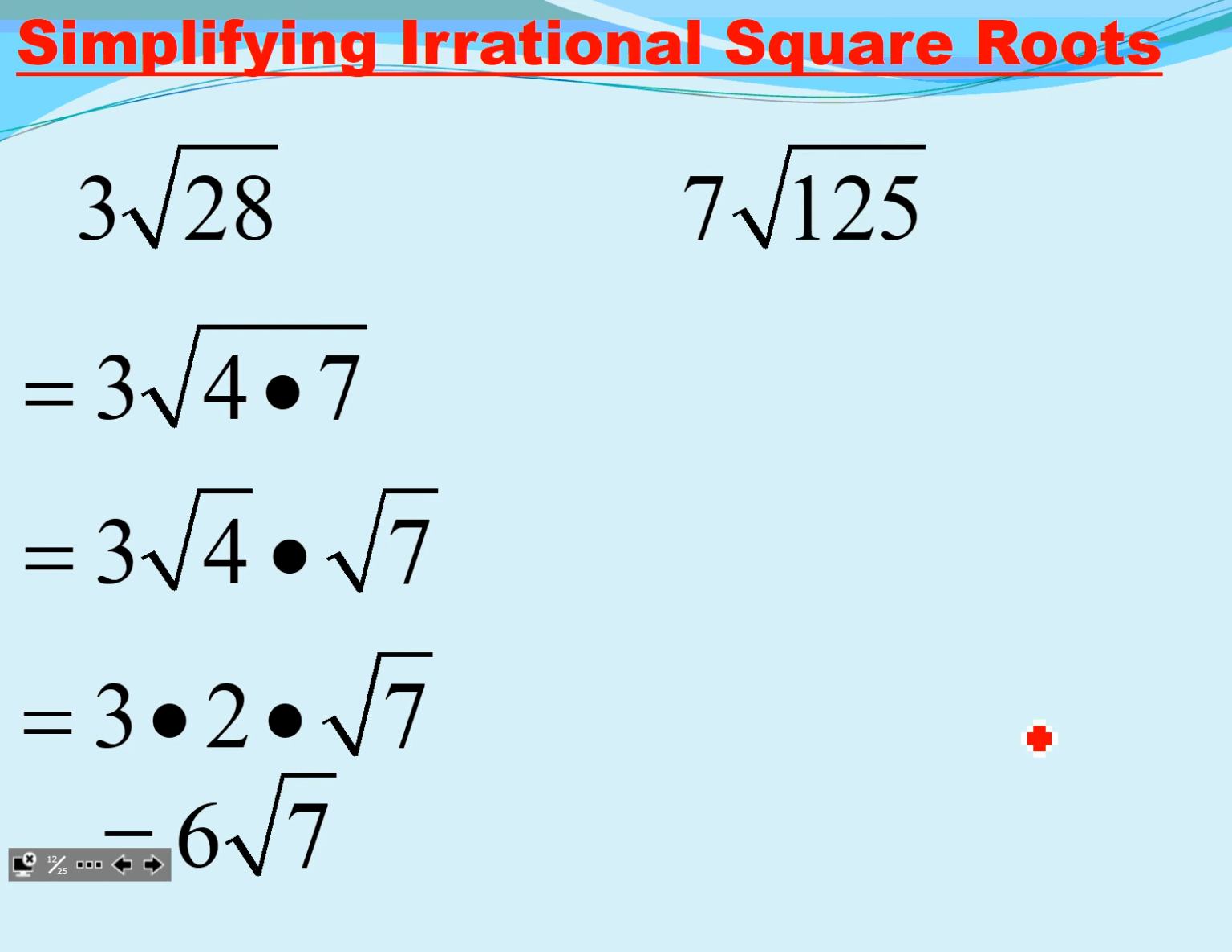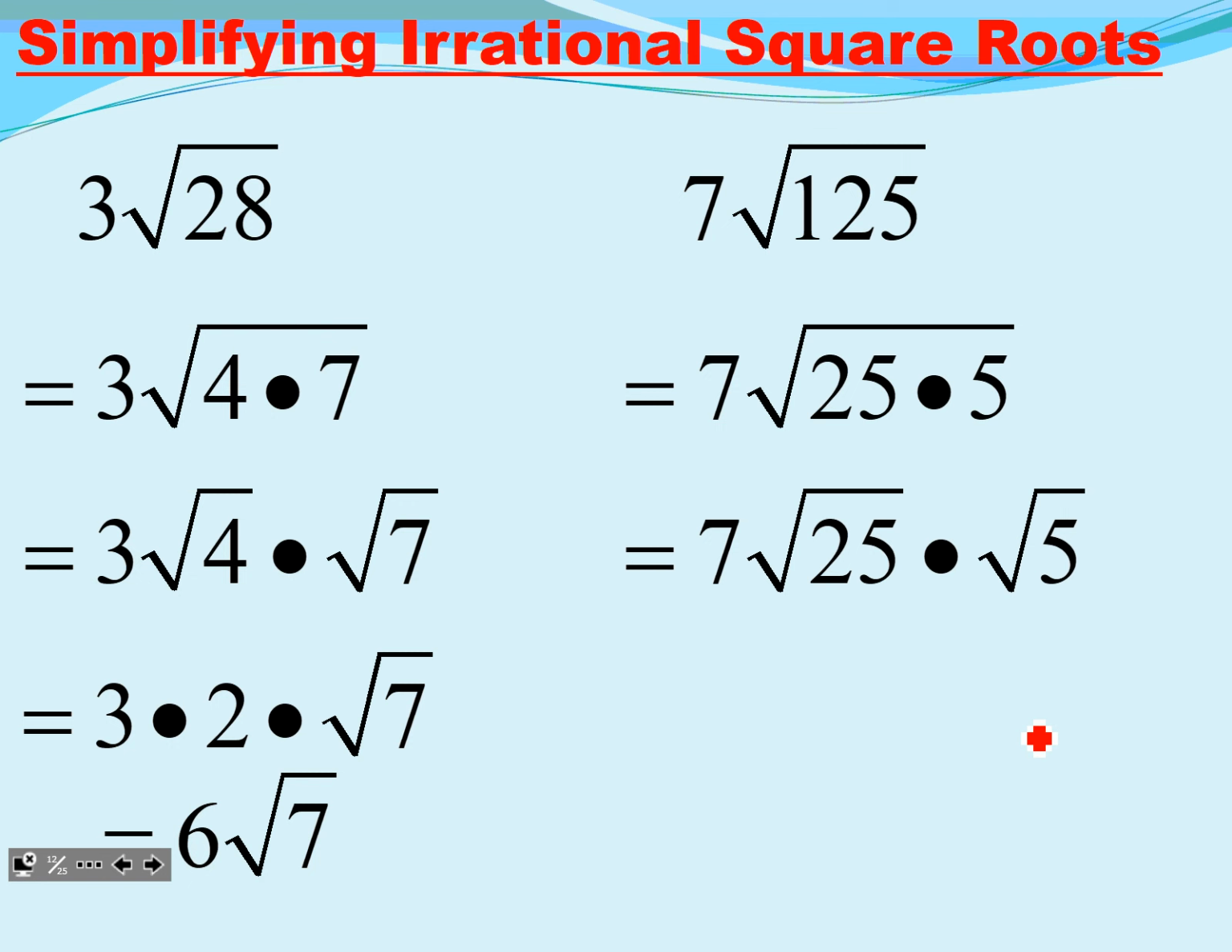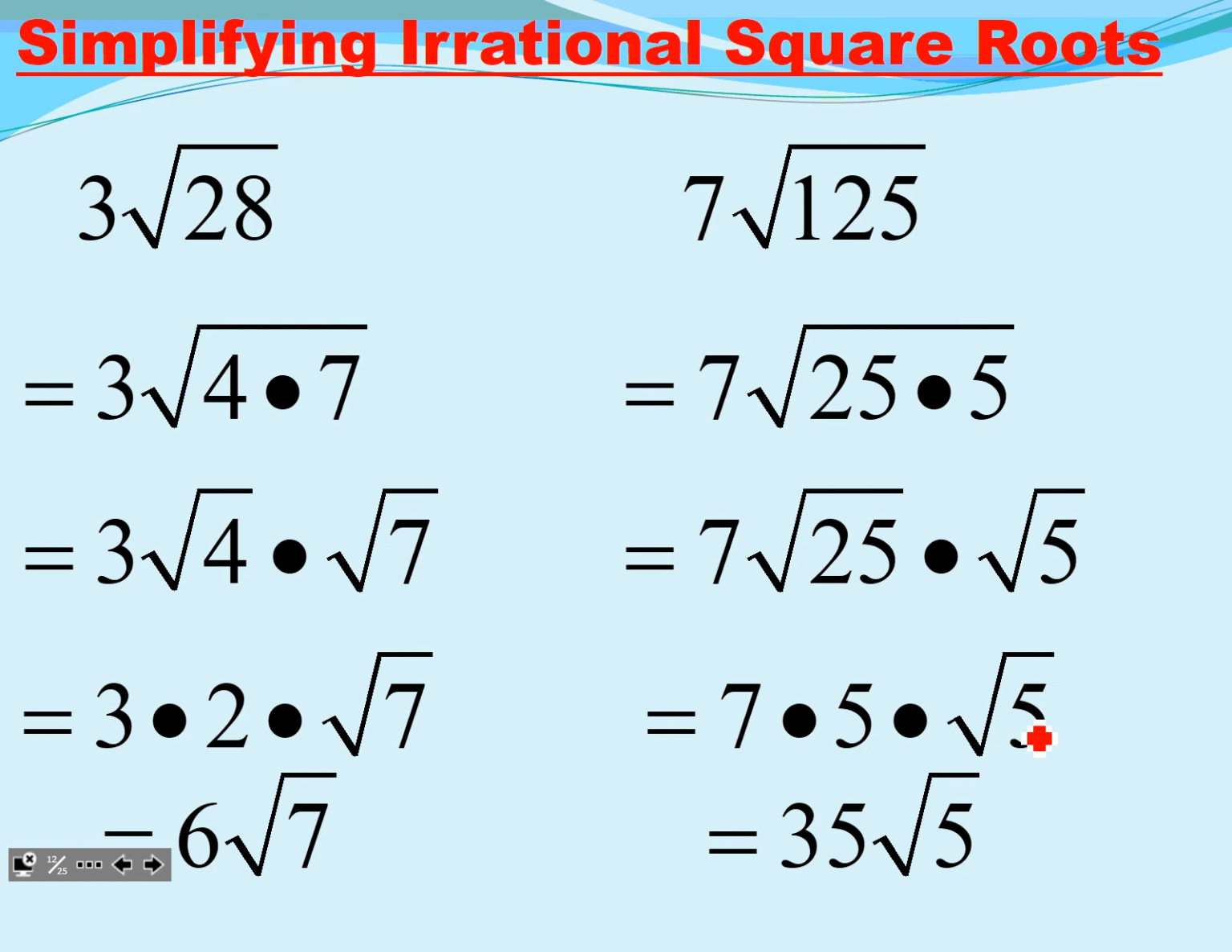Okay, let's say I have 7 root 125, and I'm not able to do that in my head. Well, 7 root 125 becomes 25 times 5. I can separate that. I can take the square root of 25, which is 5. Multiply 7 times 5, which is 35 root 5. Okay?